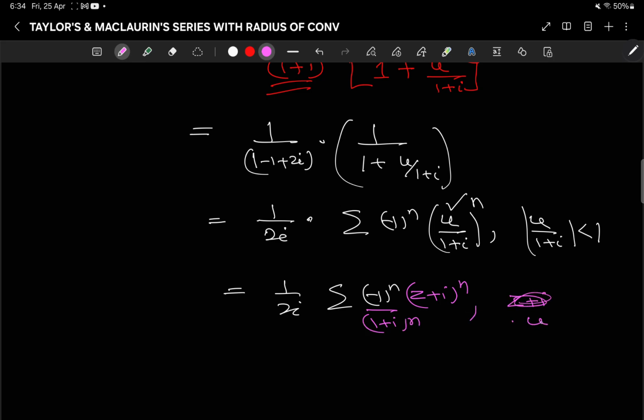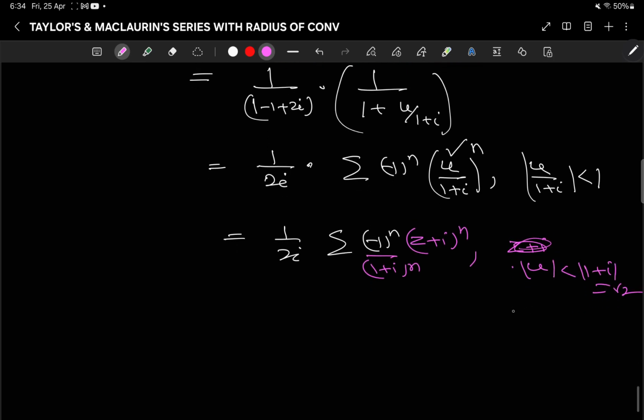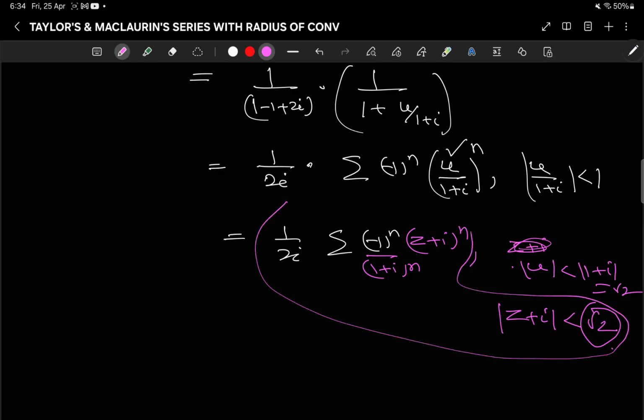Here |u| is less than |1+i|, and |1+i| is root 2. What is your u? u is z plus i. So |z+i| is less than root 2. So the radius of convergence is root 2, and this is my answer. Okay, so this is my answer. Is that not easy? It is quite easy.